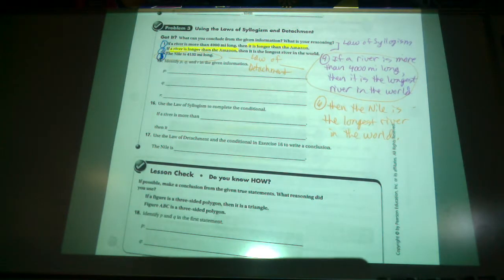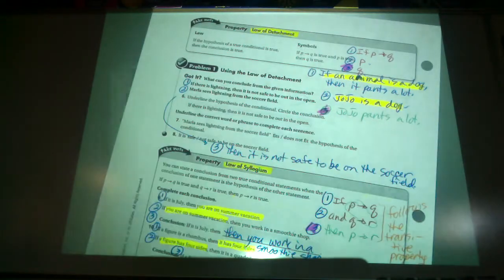So sometimes they're going to put both law of detachment and the law of syllogism together. We tend to like to use the law of syllogism first and then do the law of detachment. So the next part that I'm going to give you, before I give you that, let's go ahead and look at the lesson check.